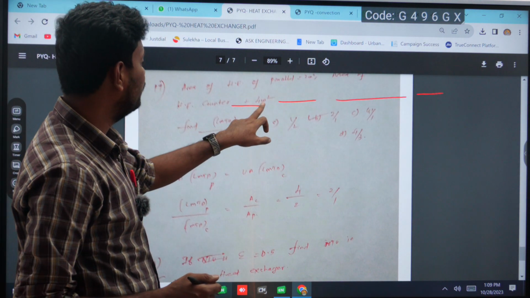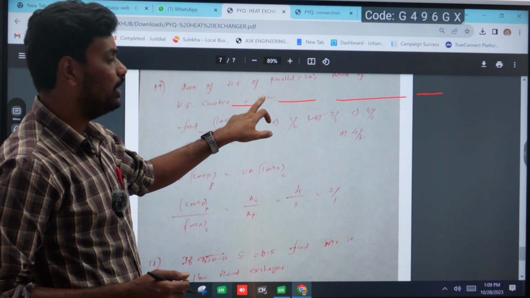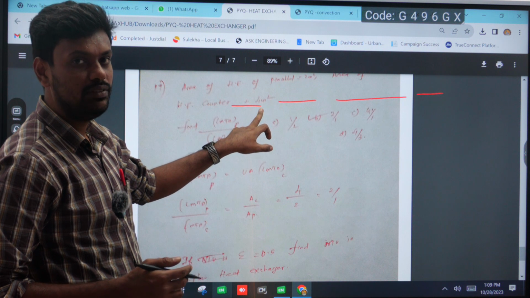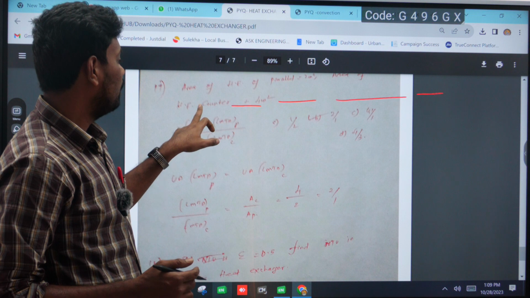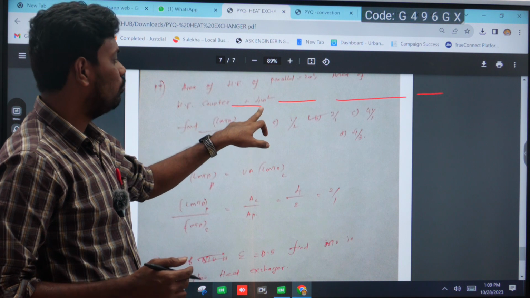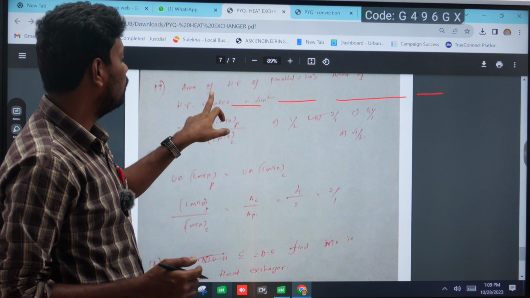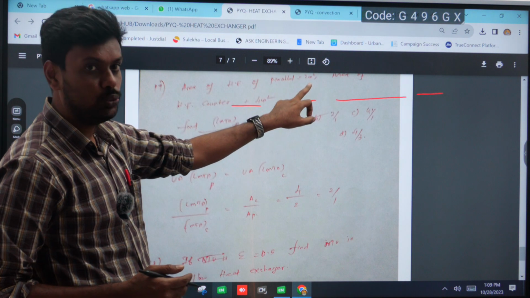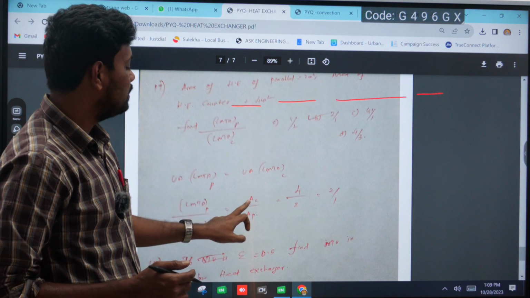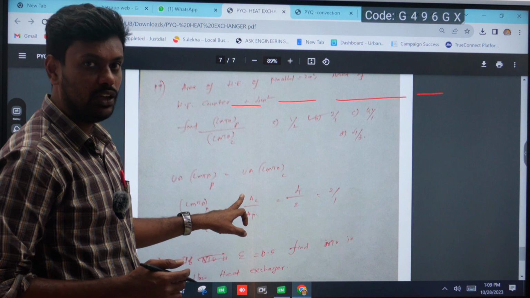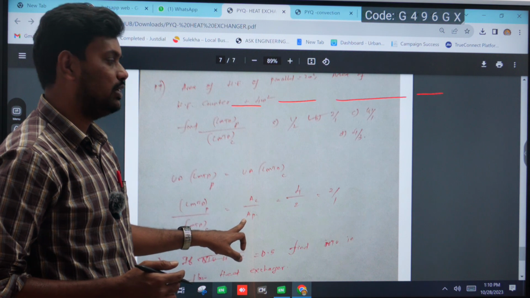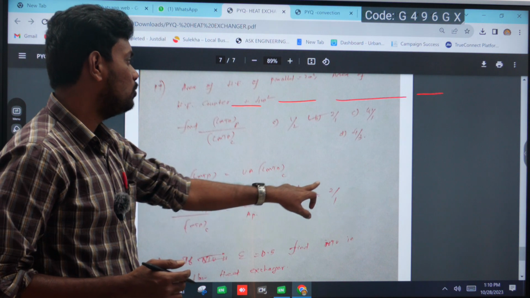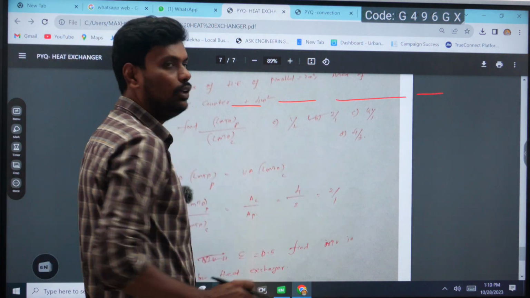The area of the counterflow is given as 4 meters squared. I think here it is not clearly visible, I am just reading. The area of the counterflow heat exchanger is given as 4 meters squared, and the area of the parallel flow heat exchanger is given as 2 meters squared. Here it is coming as AC by AP, where AC is the area of the counterflow heat exchanger and AP is the area of the parallel flow heat exchanger. So 4 by 2 means 2 by 1. The answer is 2 by 1.